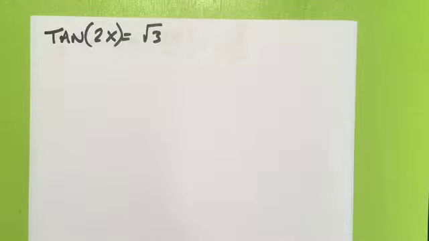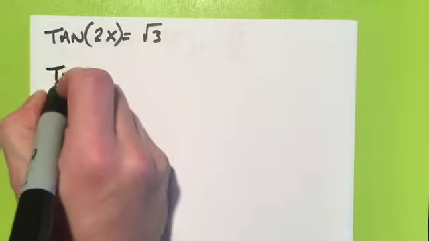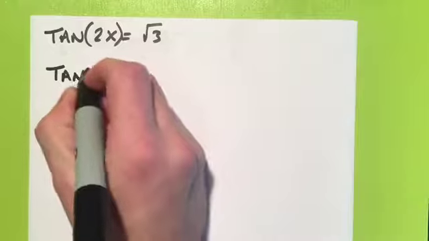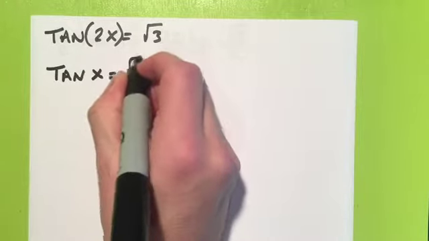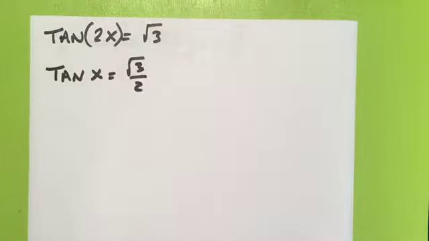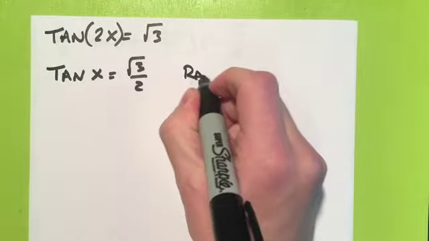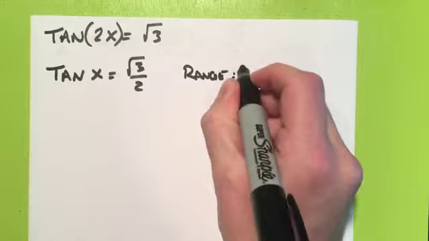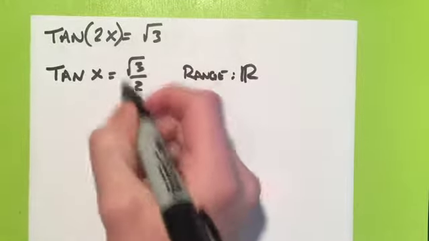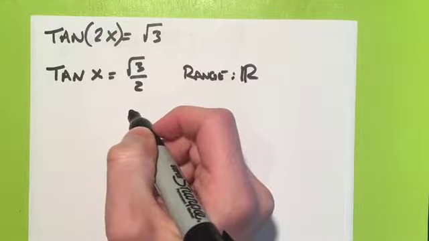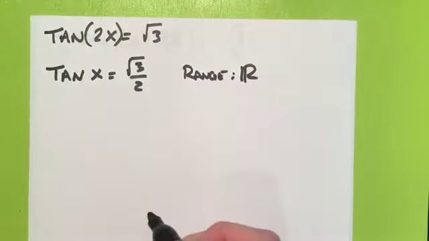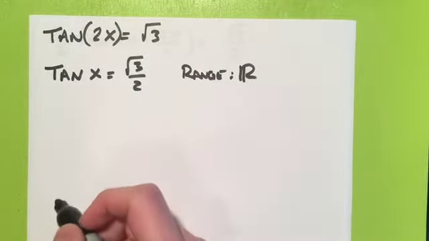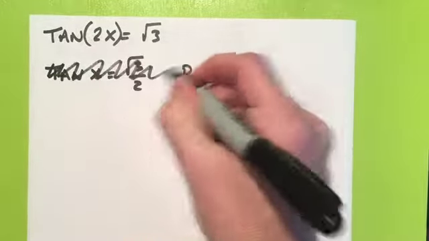Here, this one is from Monday. We had a lot of issues. What we did was took tangent and we divided both sides by 2 and got root 3 over 2 and said no solution. No solution is incorrect because the range of tangent is all real numbers. This is a real number, so there is some solution to it. But that's not the issue. The issue is that we violated the order of operations for this one.